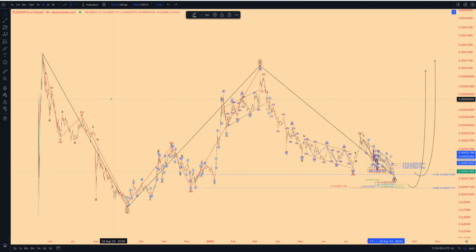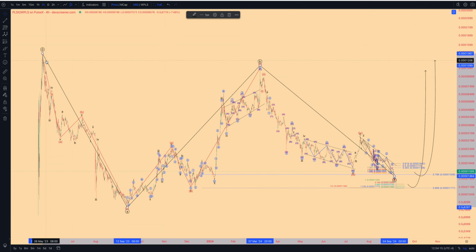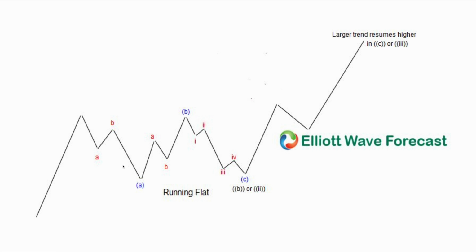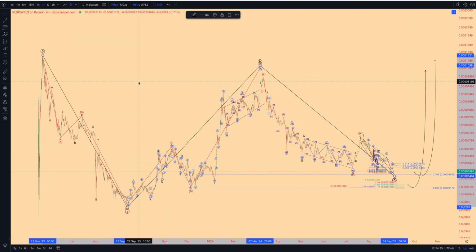In fact, even the best analysts, or very skilled analysts, you'll often see a lot of confusion among them when you have a flat pattern. A lot of analysts don't know what a flat pattern is, and this is exactly what it looks like. 3 down, 3 up, and then a 5 down in your C. So this is PulseX over here.